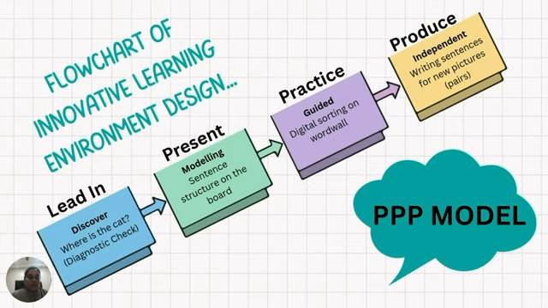Moving forward, for the flowchart of innovative learning environmental design: lead in, discover. Where is the cat? It's about the diagnostic check. Number 2 is present, modeling sentence structure on the board. Number 3 is practice, guided digital sorting on the word wall. The last one will be produce, independent writing of sentences for new pictures in pairs, as we stick to the PPP model, as you can see over here.